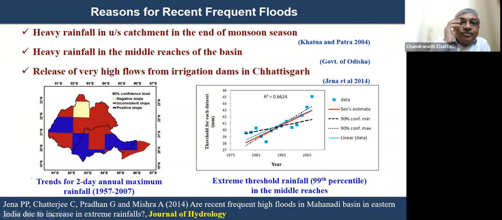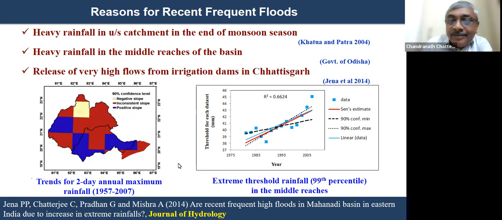Now, if you delve into what really are the causes of these big floods, mainly there are 3 reasons. One is very heavy rainfall in the upstream catchment of the Hirakud, particularly at the end of the monsoon season, when the reservoir is almost full, and that makes it challenging to control that particular flood. Secondly, there is heavy rainfall in the middle reaches of the basin, and that is the unregulated part. So this is the part that you cannot control. And thirdly, it is the release of very high flows from the irrigation dams in Chhattisgarh without informing the Hirakud authorities. So that also causes problems.